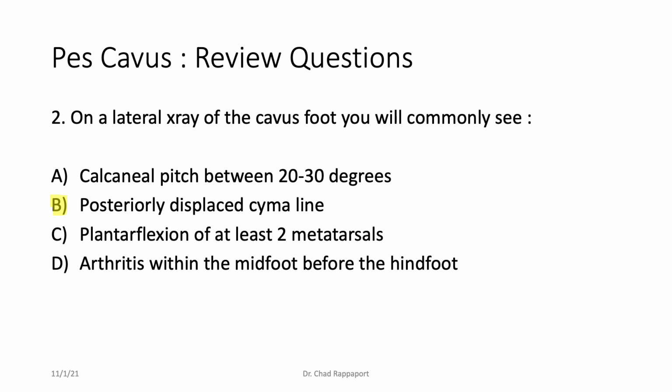Typically, the calcaneal pitch angle is in excess of 30 degrees, and typically there's plantar flexion of the first metatarsal and first metatarsal in isolation. It's less common to see metatarsals 2 and 3 plantar flexed as well. And of course, patients may have arthritis within the midfoot and the hindfoot with Pes Cavus, but they certainly don't have to. And there is no literature suggesting that it happens sequentially with the midfoot first and the hindfoot thereafter.